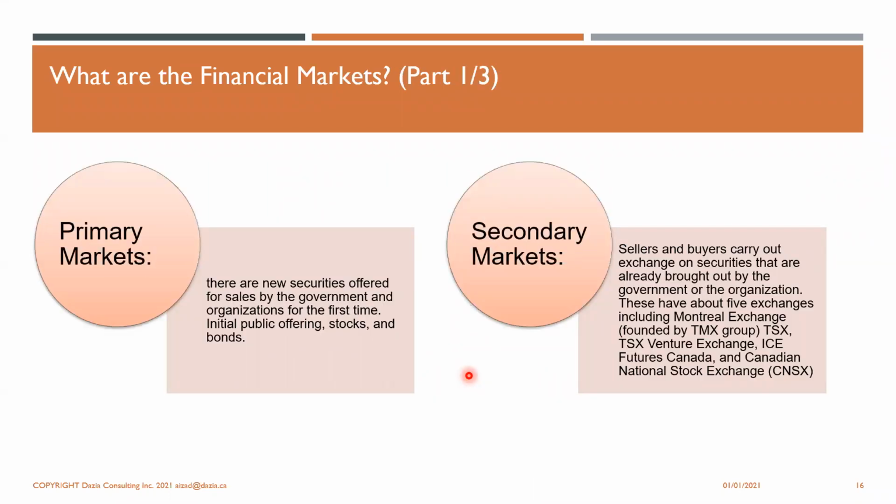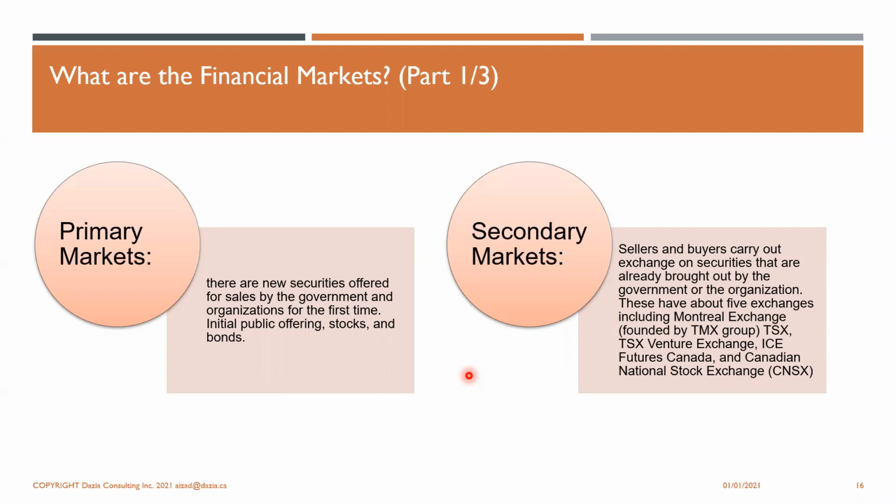So primary market is when you buy directly from a company or the government. That is a primary market. When the stocks are issued the first time, it's called an initial public offering. That money goes directly to the company or to the government. That is a primary market, right?